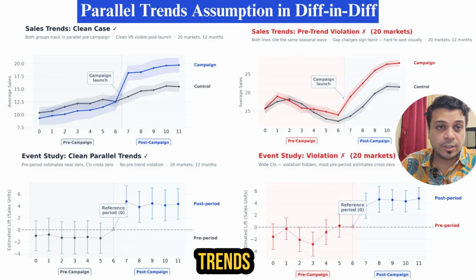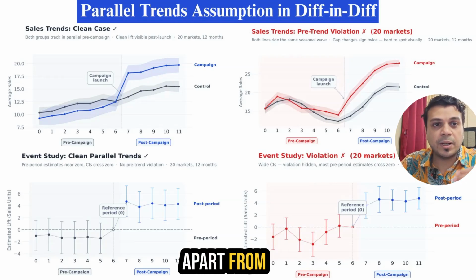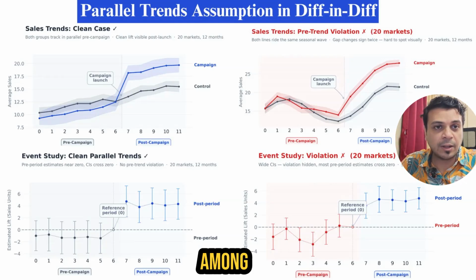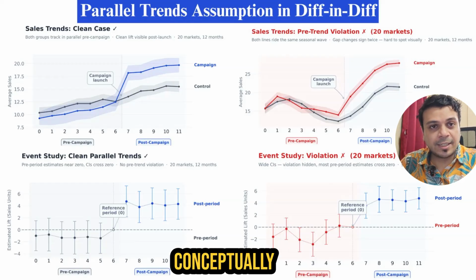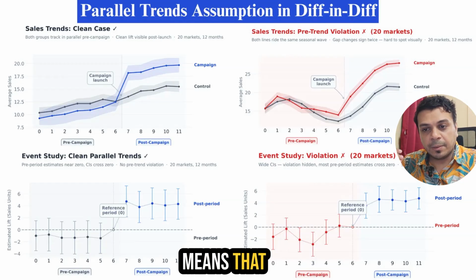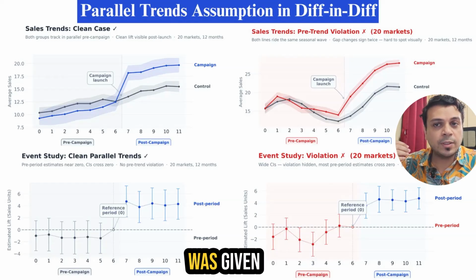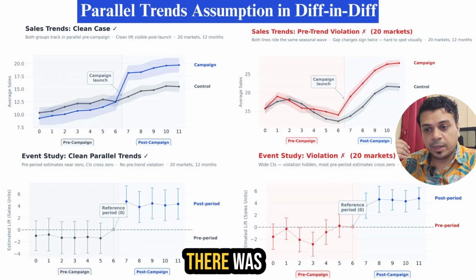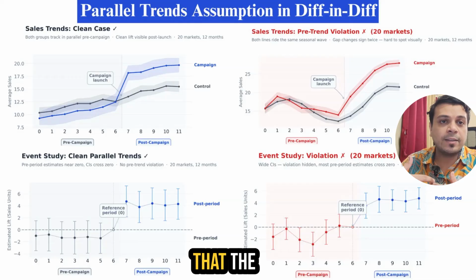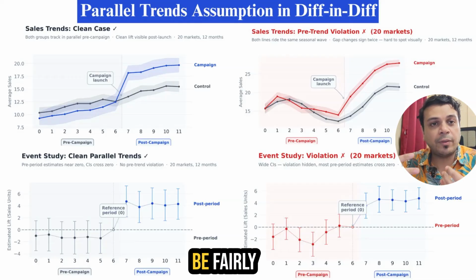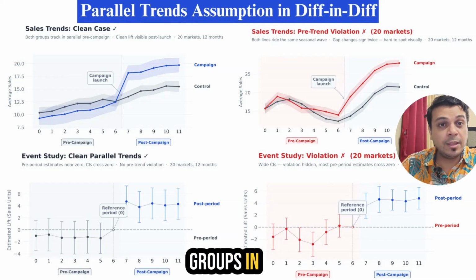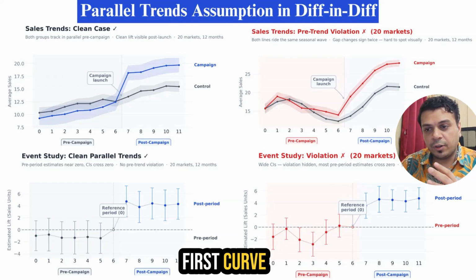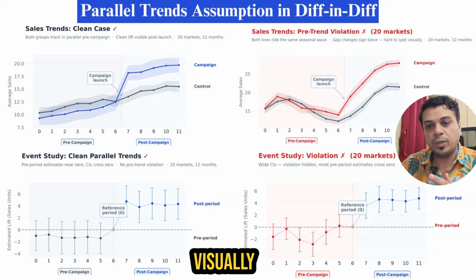So what is the parallel trends assumption? This is what basically sets it apart from a naive observation in the case of difference in differences, among other things, but this is one of the major things. The parallel trends, again, conceptually very simple. It simply means that before the treatment was given to the treatment group, there was a parallel effect in place, meaning that the data pattern would be fairly similar and moving in parallel between the treatment and the control groups in the pre-period. If you look at this first curve here, it's very obvious. Visually, you can understand that it's parallel in the pre-period.